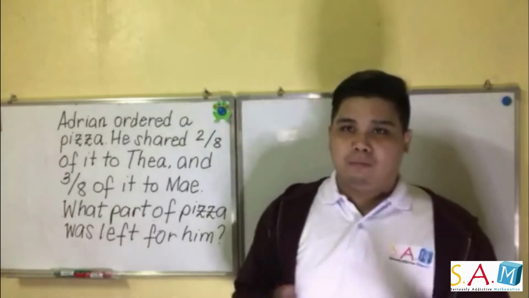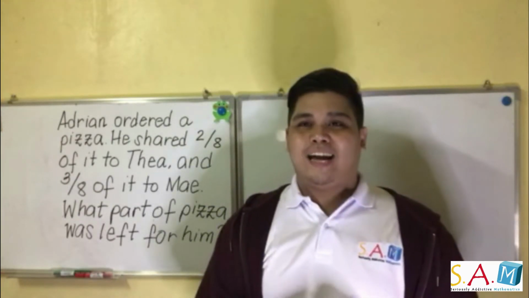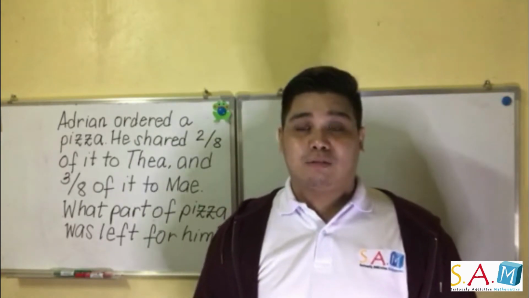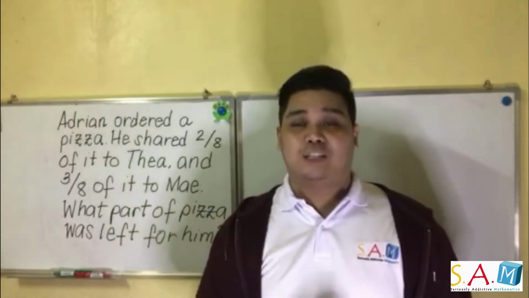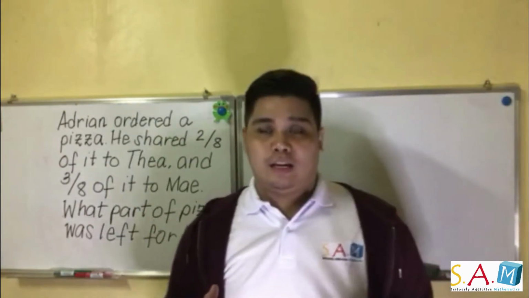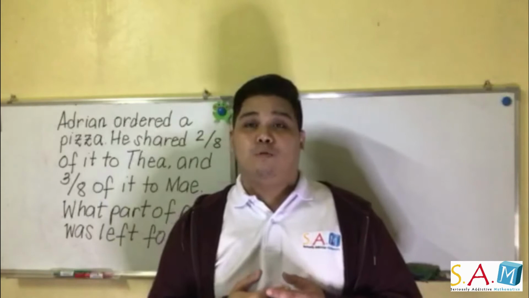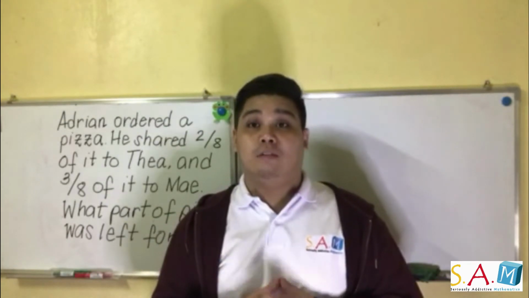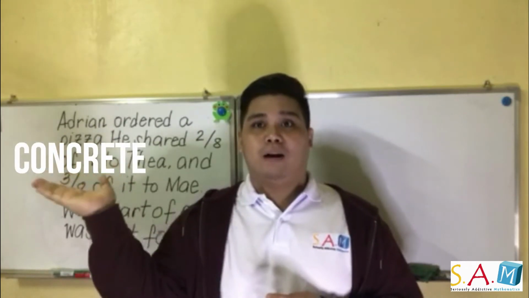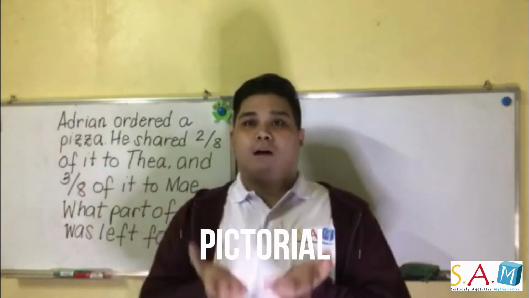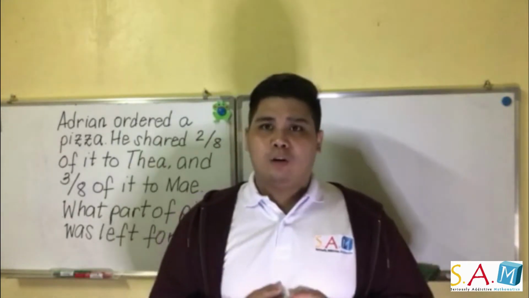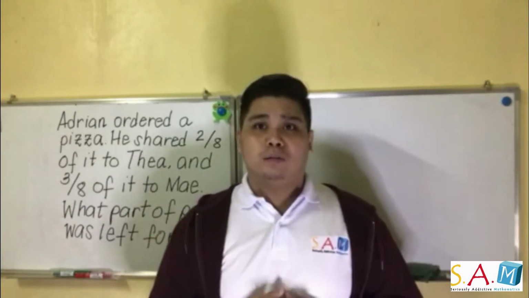Now, most probably, many students will find it difficult to solve this type of problem because it involves fractions. But how are we going to solve it using the SAM way? Here in SAM, we are using a three-step method in solving problems. First step is the concrete part. Next is the pictorial part, and last is the abstract part. Now, how are we going to solve this problem using those steps?